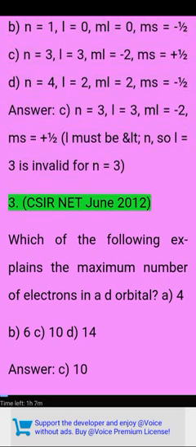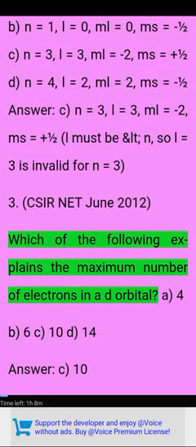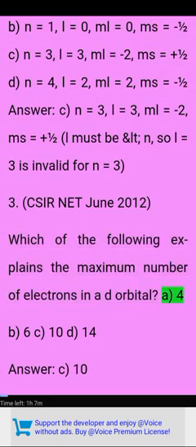3. CSIR NET June 2012. Which of the following explains the maximum number of electrons in a d orbital? A. 4. B. 6. C. 10. D. 14. Answer: C. 10.